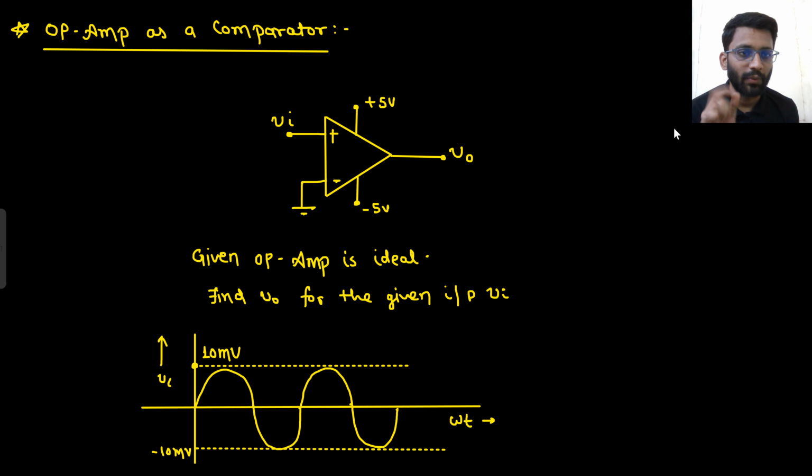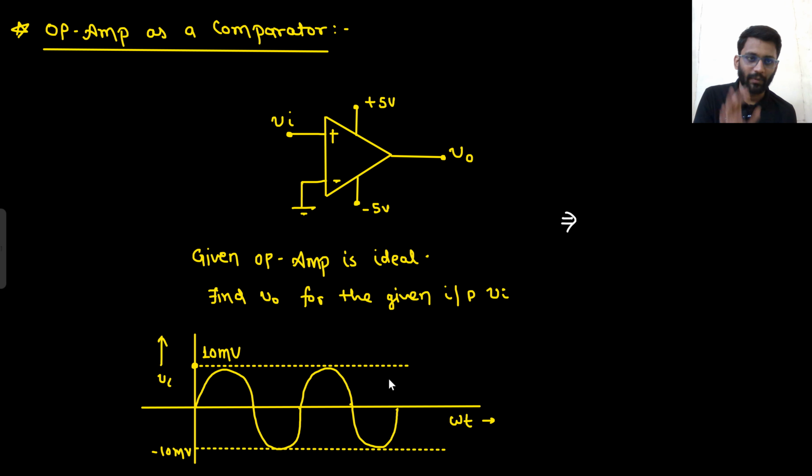So what does a comparator do? A comparator compares two voltages. So what do you think? What will be your output? The OpAmp is ideal. You need to find V0 for the given input. What do you think? What should happen?